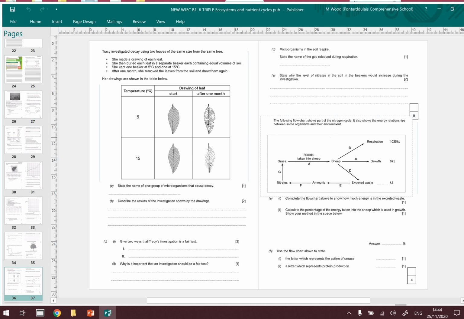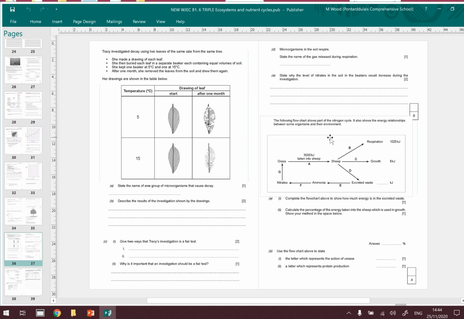So hopefully you will complete those tasks for me in the lesson. And as I've done before with the previous booklet, I will put the answers on for this booklet once we've finished the nitrogen cycle. So we've got another double lesson in 2 weeks' time where we'll be looking at the nitrogen cycle, and that will pretty much take us to the end of this booklet.